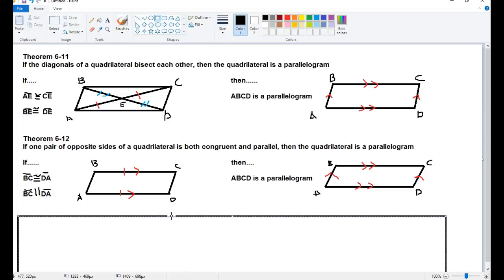Alright, we're going to go through one example problem. I'm going to give you a question to do, and then we're going to sum it all up in the 6 different ways you can prove quadrilaterals as parallelograms.